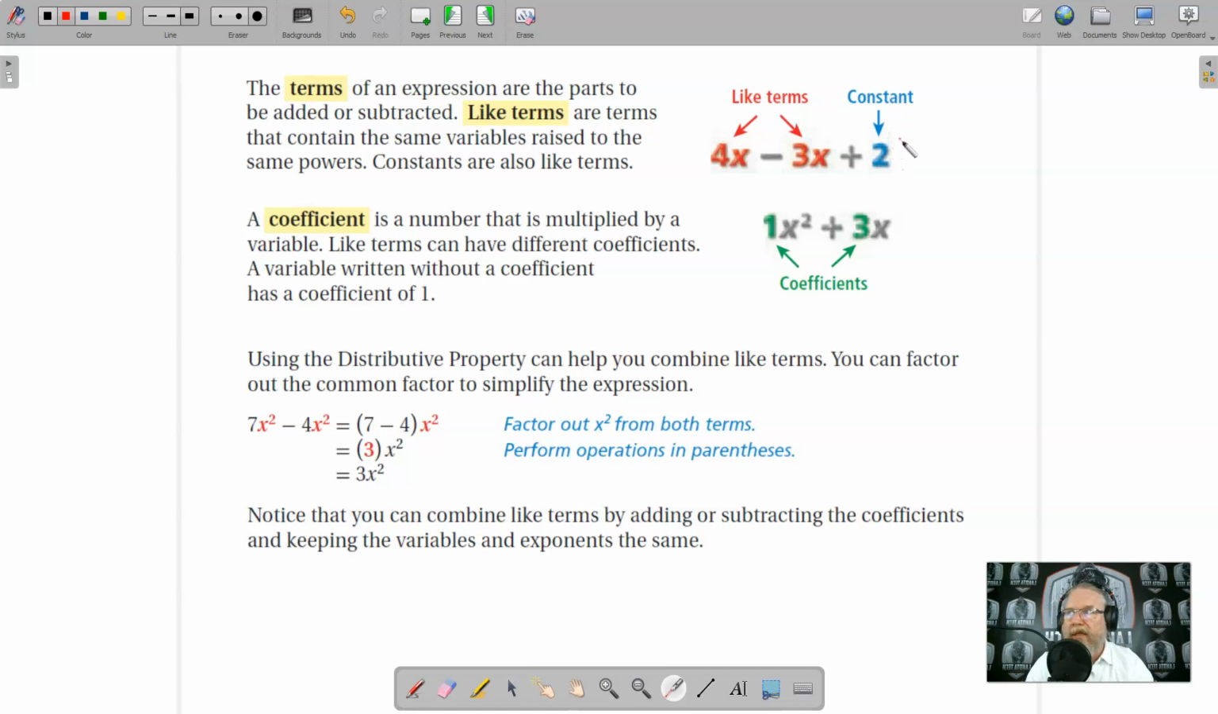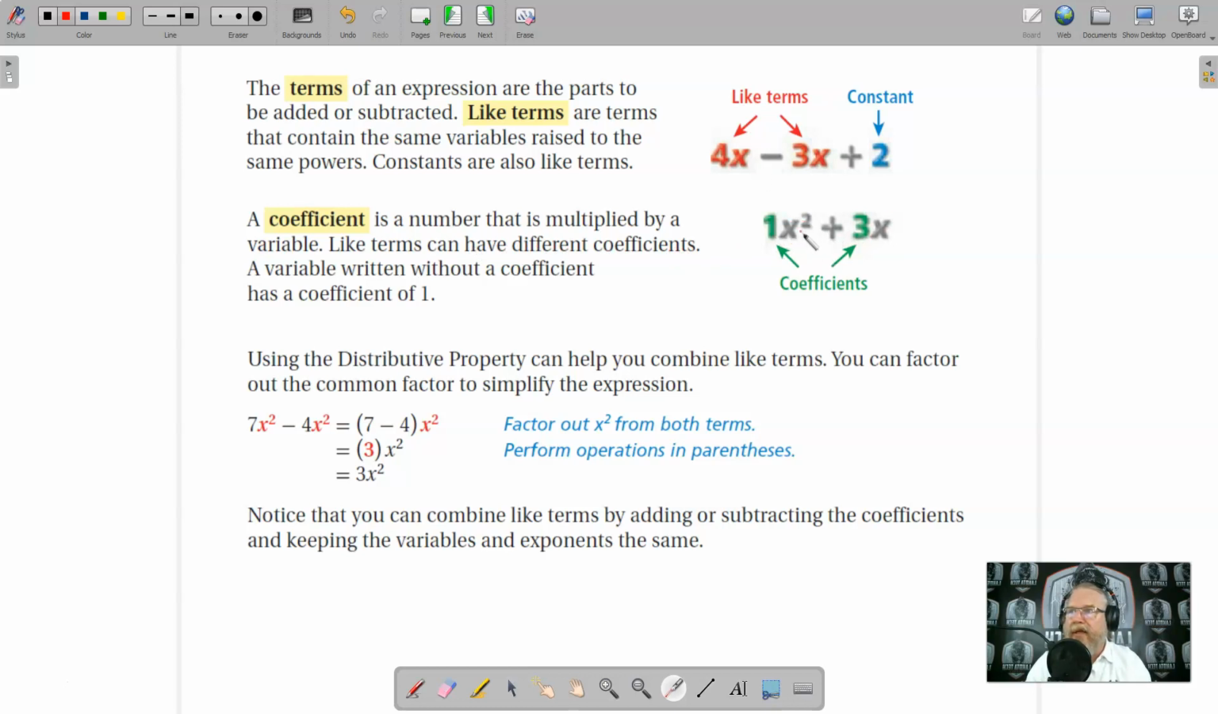Notice that's the word constant. That's why we call them constants, because they're always going to constantly be the same value. Next, a coefficient is a number that is multiplied by a variable, such as 1 or 3. Like terms can have different coefficients.